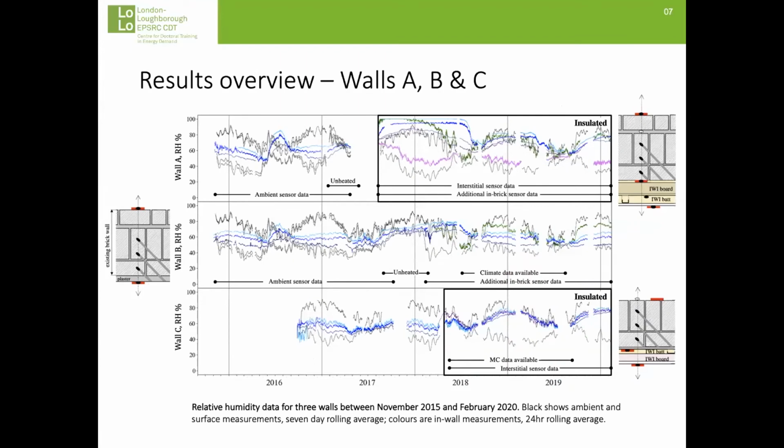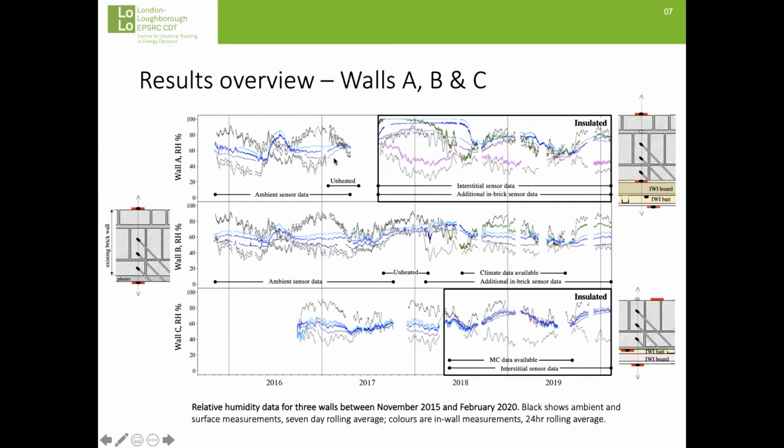This gives an overview of the data, the relative humidity data for the 4 years from November 2015 to February 2020. From the top to bottom are walls A, B and C. I know it's hard to see exactly what's going on, but I wanted to give you an overview of some of the significant parts of the data. The thick black boxes here are periods for which A and C were insulated. Wall B remained uninsulated throughout, but there are periods where the room was unheated and the windows were replaced in the middle of the plot.